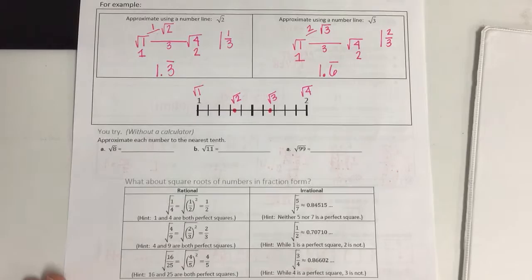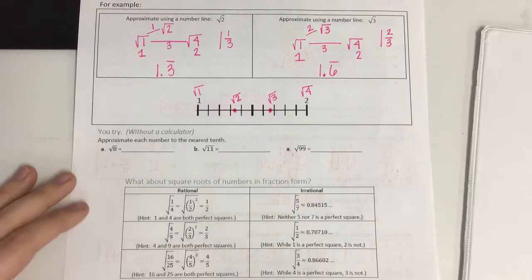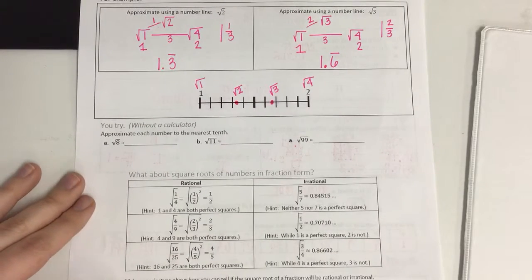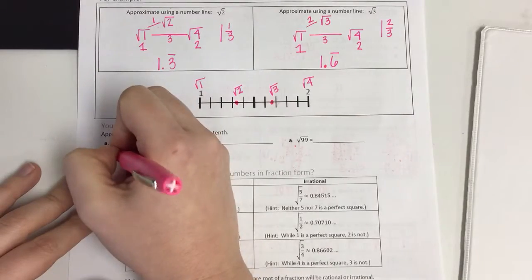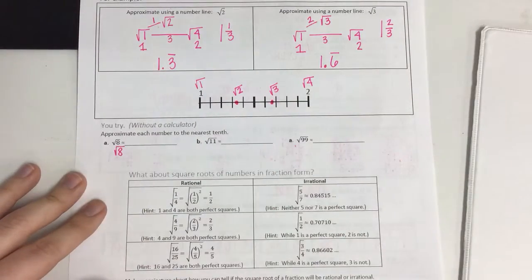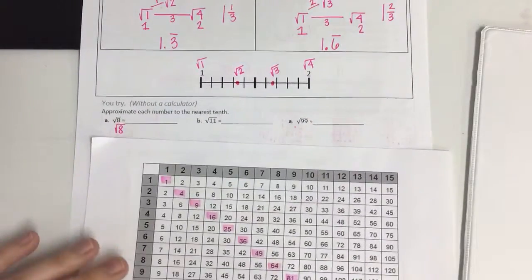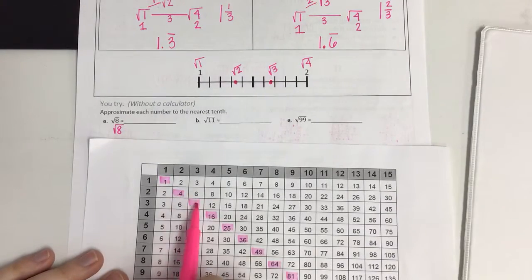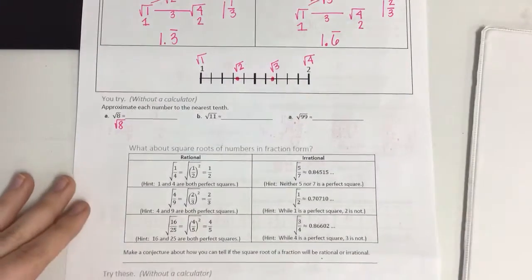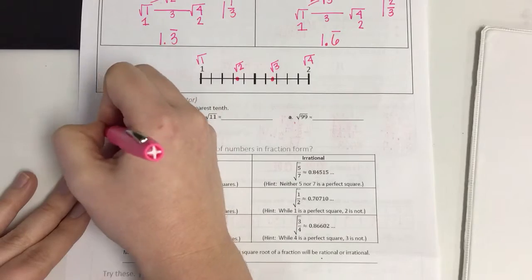So we're going to try these. The square root of 8, and we're going to approximate these to the nearest tenth. So square root of 8, the first thing we need to do is figure out what two perfect squares the square root of 8 is in between. So 8 is going to be in between 4 and 9. So those are the two perfect squares I'm going to use on either side.